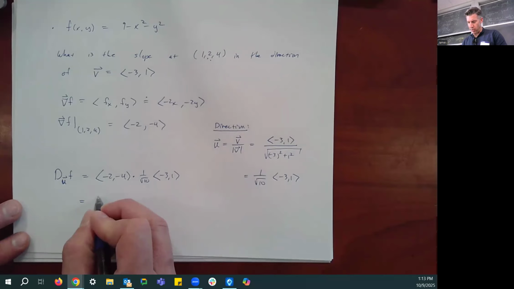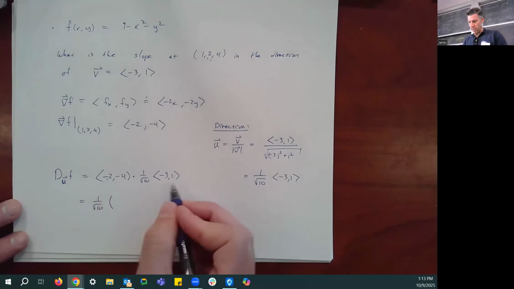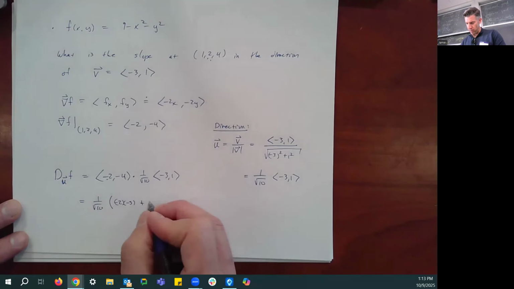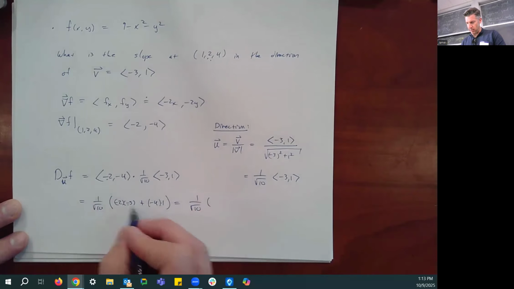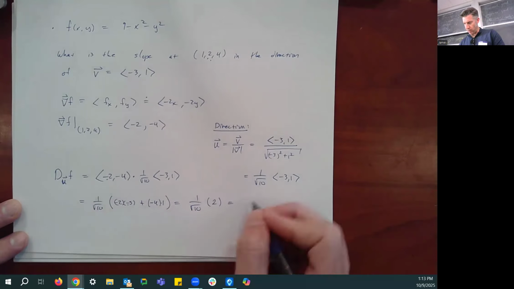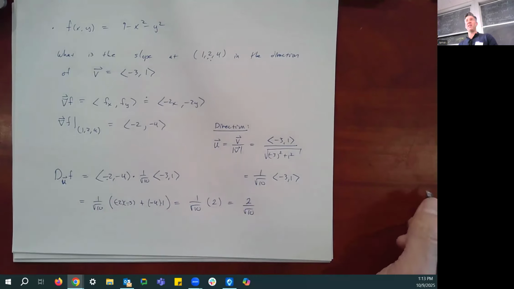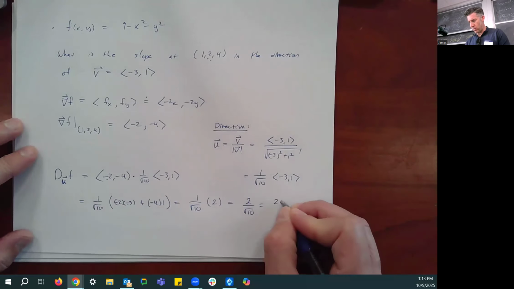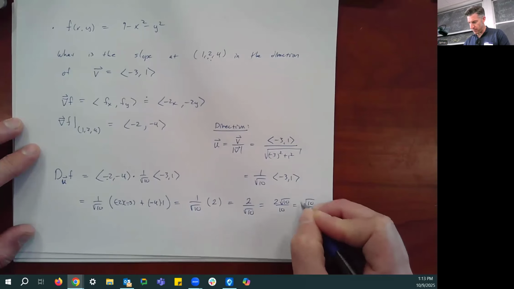So I'm going to just think about pulling out this 1 over root 10, and then the dot product is going to be -2 times -3 plus -4 times +1, which is going to be giving me 1 over root 10 times 6 minus 4, which is 2. So we can write this as 2 over root 10. If you really wanted to, you could rationalize this. I don't think that's necessary unless your teacher says it is. If you want to rationalize it, it's 2 root 10 over 10, which becomes root 10 divided by 5.